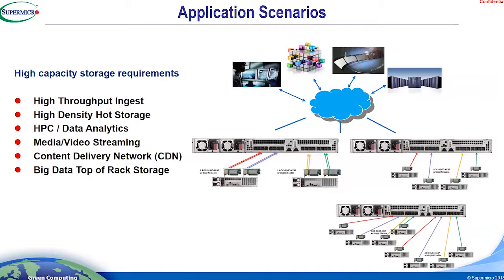It would be great. Content delivery network is another application, or just putting it at the top of rack storage, just an enormous amount of storage that everybody can use. And this kind of shows that on the right-hand side, different ways that you can connect a 2-node, a 4-node, or 8 nodes to connect into this system and get an enormous amount of bandwidth.